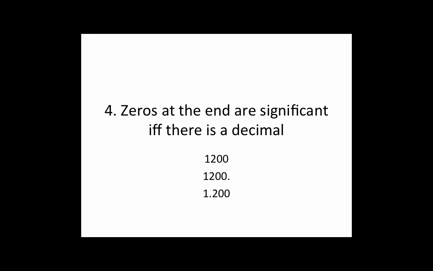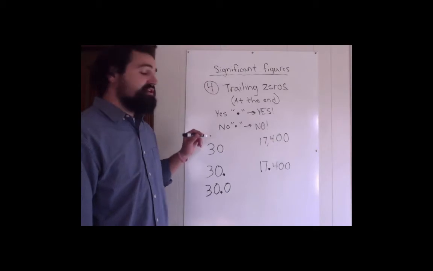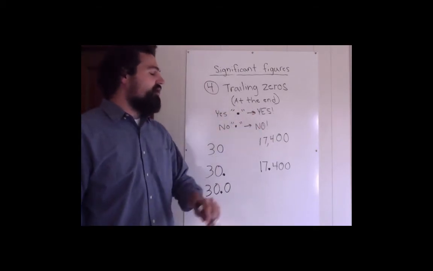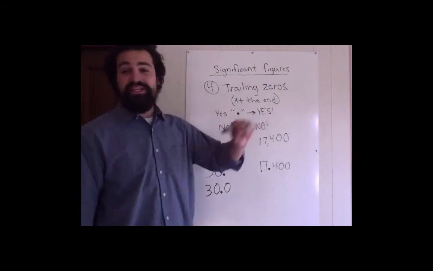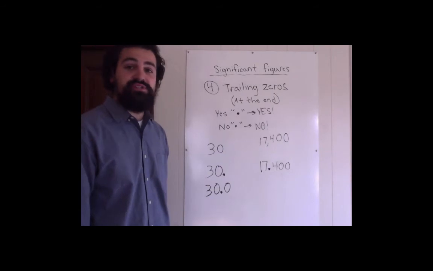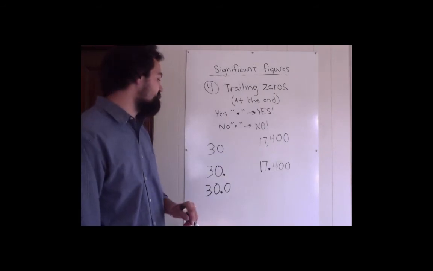And this brings us to our final rule, rule number 4. Trailing zeros, or the 0 at the end, are significant if there is a decimal. An easy way to remember this? Yes dot yes, no dot no. So if there is a decimal, it is significant and it is counted. But if there is no decimal, then it is not significant and you do not count it.